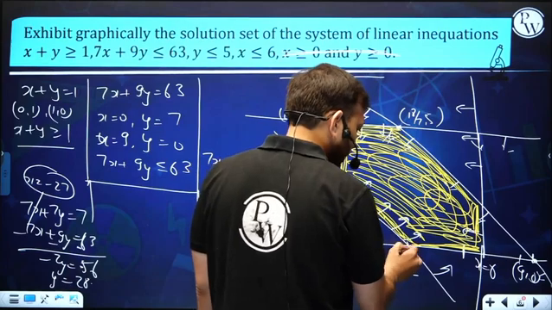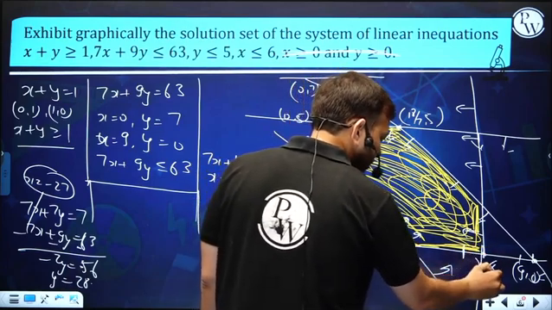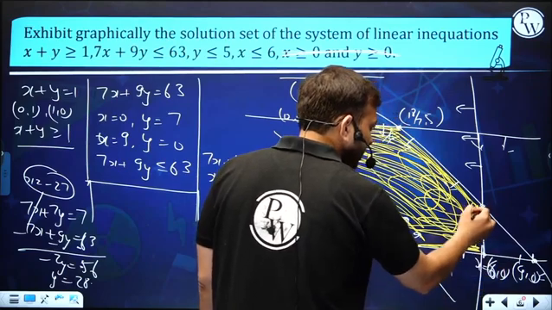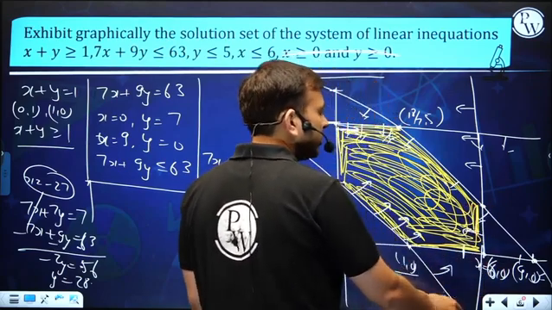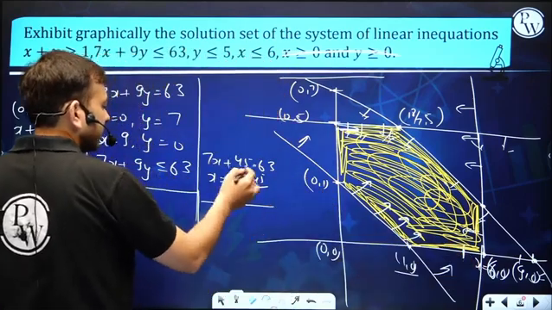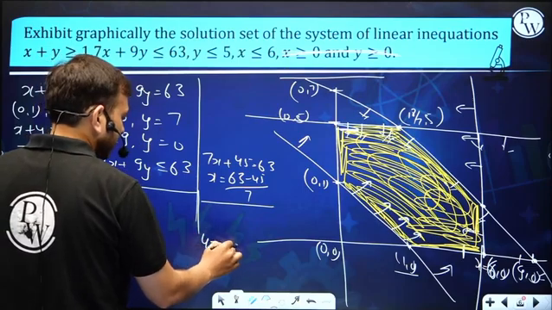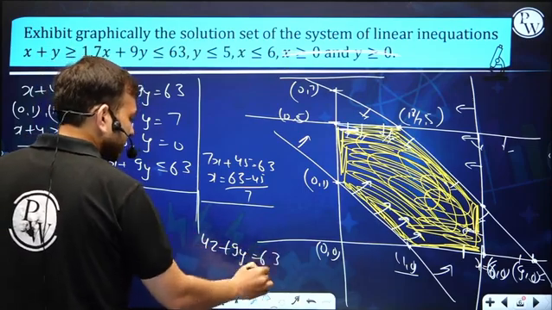This is 1 comma 0. This one will be 6 comma 0. Now only this point is left. In this point also you need to put x equals 6. So 7 sixes are 42 plus 9y equals 63.